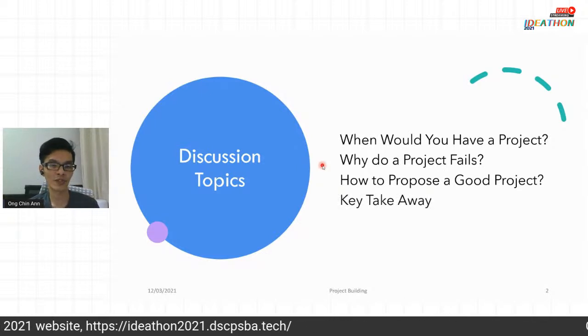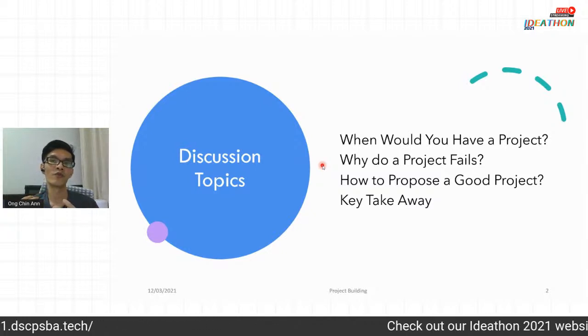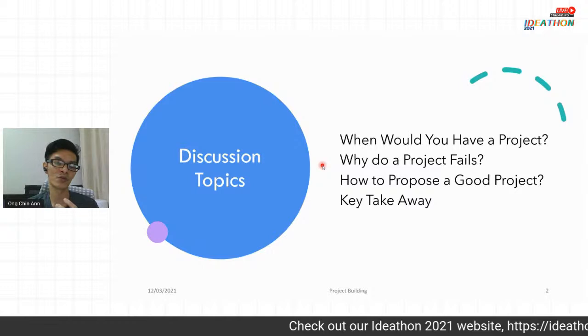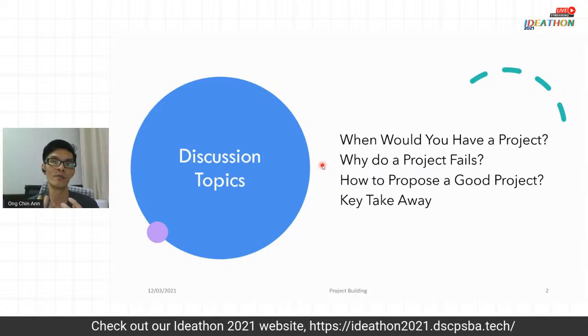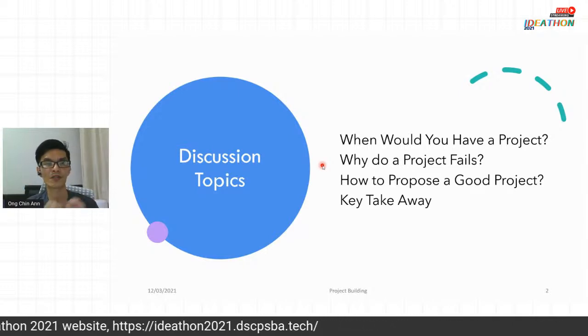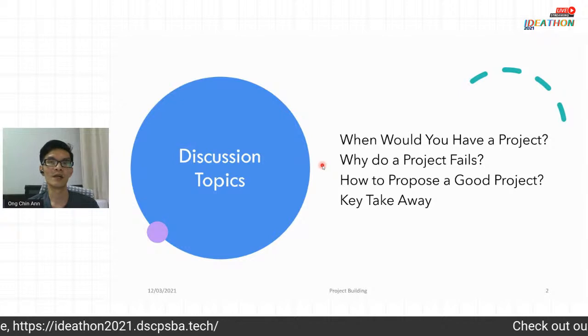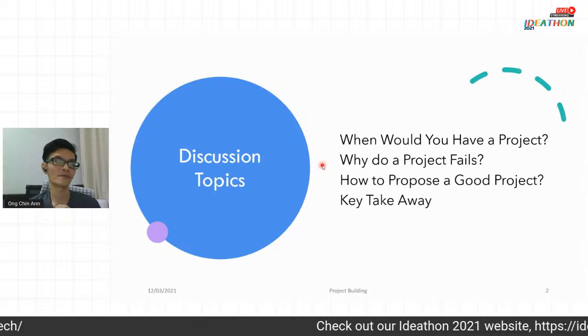And lastly, I'm going to share some key takeaways, so that before you move into the implementation or even the design of your prototype, you will be aware of what things you need to take note of, so that your project is executed successfully and gracefully.